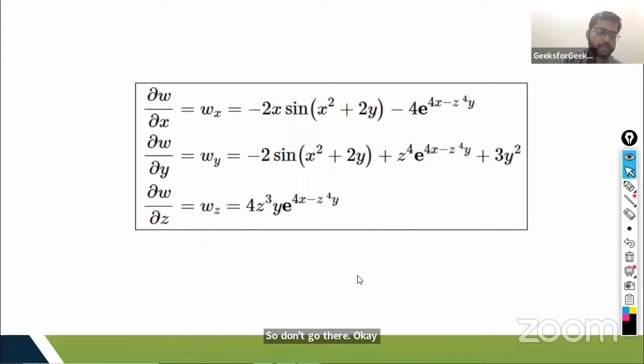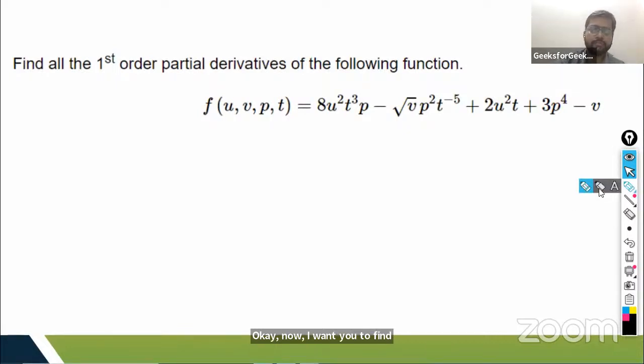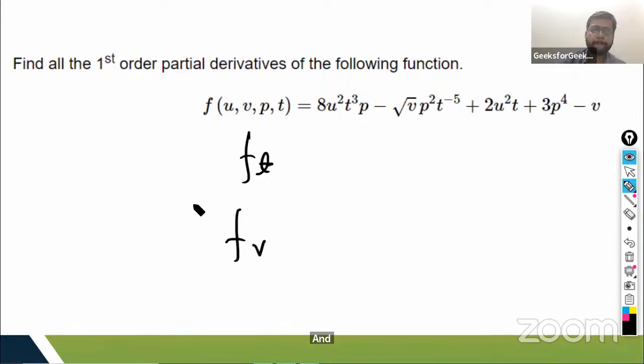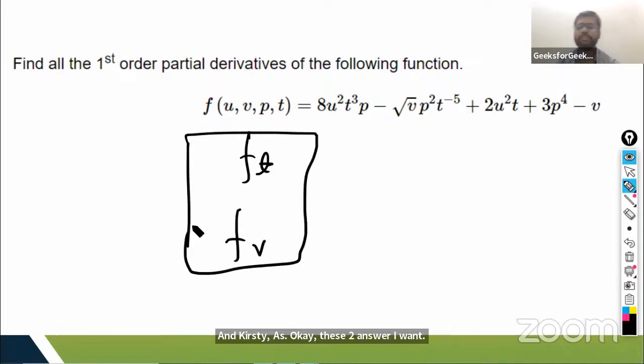Shall we move to the next question? Okay, same for all. Great. Okay, Pratish, that's good. Now I want you to find out the answer for this one with respect to t and v, FT and FV. These two answers I want. Function partial differentiation with respect to t, partial differentiation with respect to v.